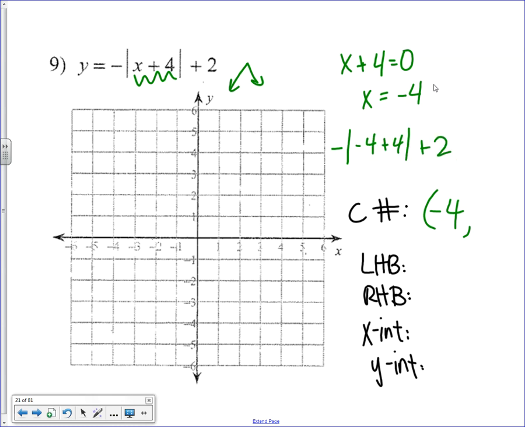All right, what's negative 4 plus 4? 0. What's the absolute value of 0? Still 0. Now make 0 negative. Still 0. Now add 2, and you get 2. So negative 4, 2 is my critical number.